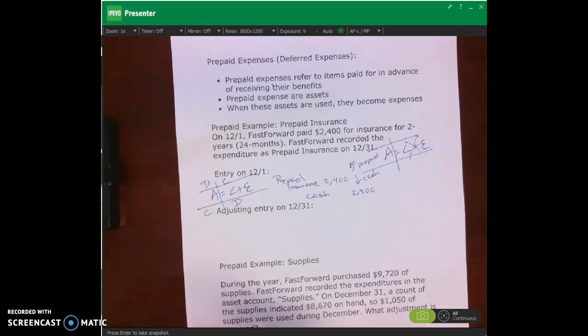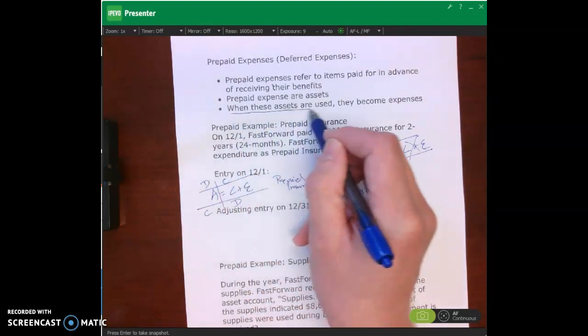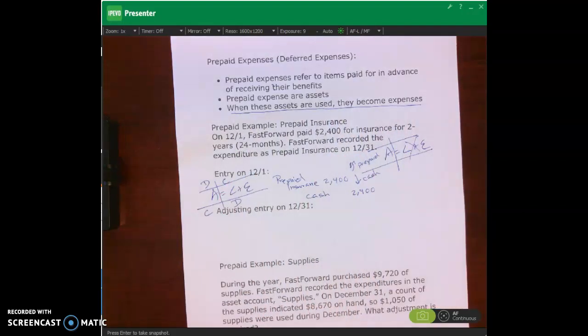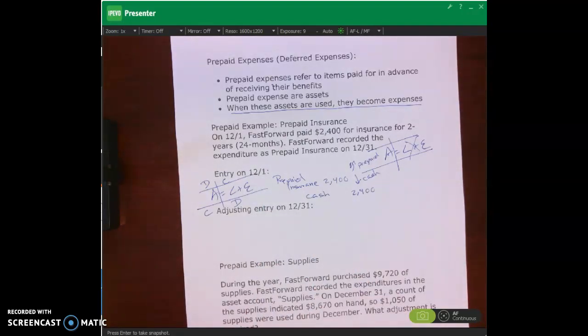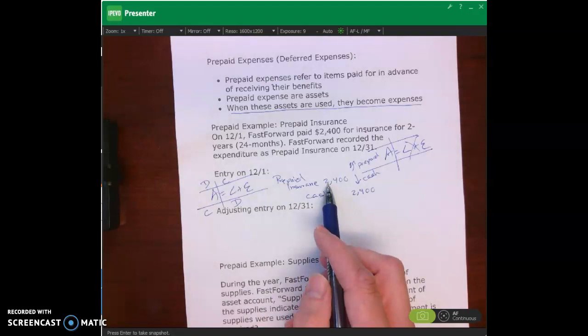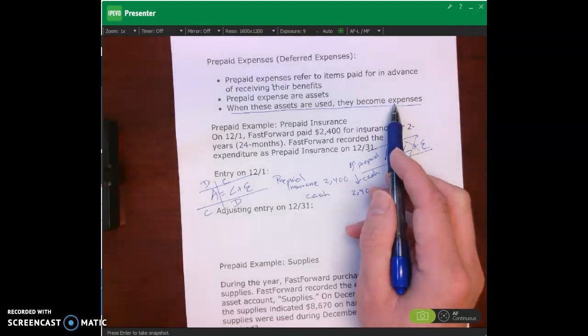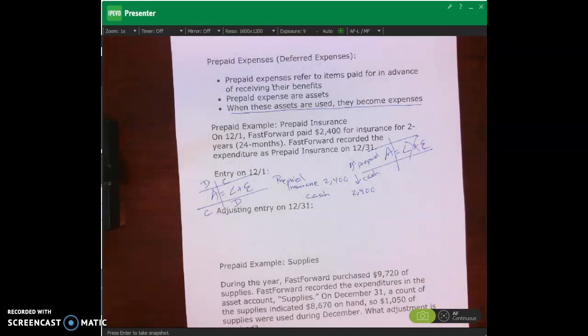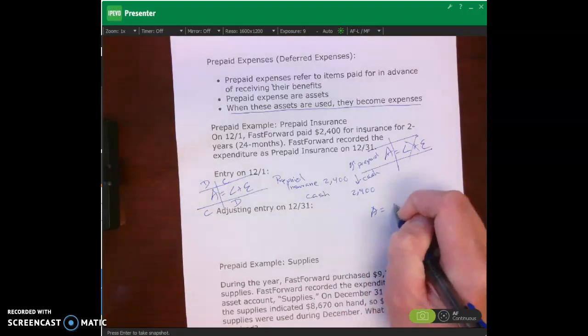Well, on December 31st, what we have to recognize, returning to this bullet, is that when those assets are used, they become expenses. So we have to recognize that from the 1st to the 31st, that 1 month of our prepaid insurance policy has expired, and we have to recognize that as an expense.